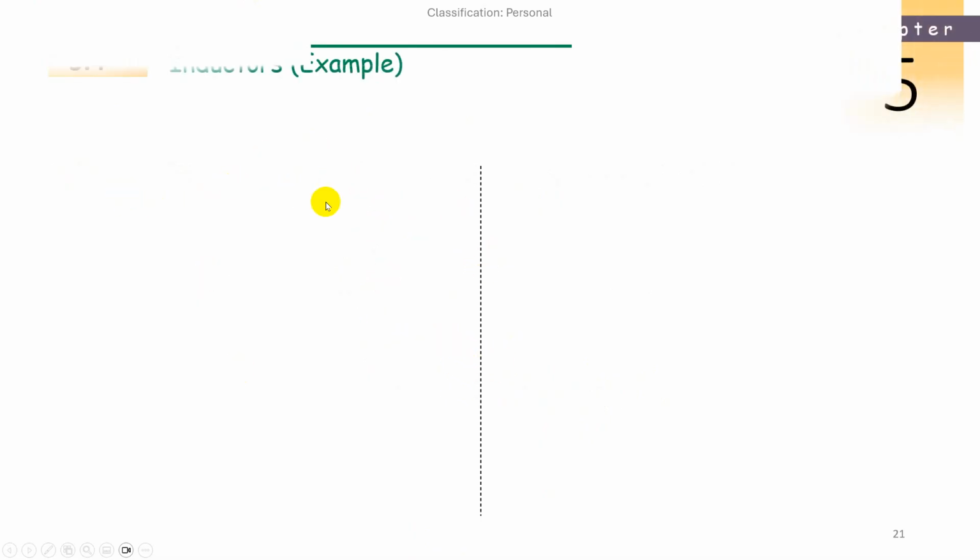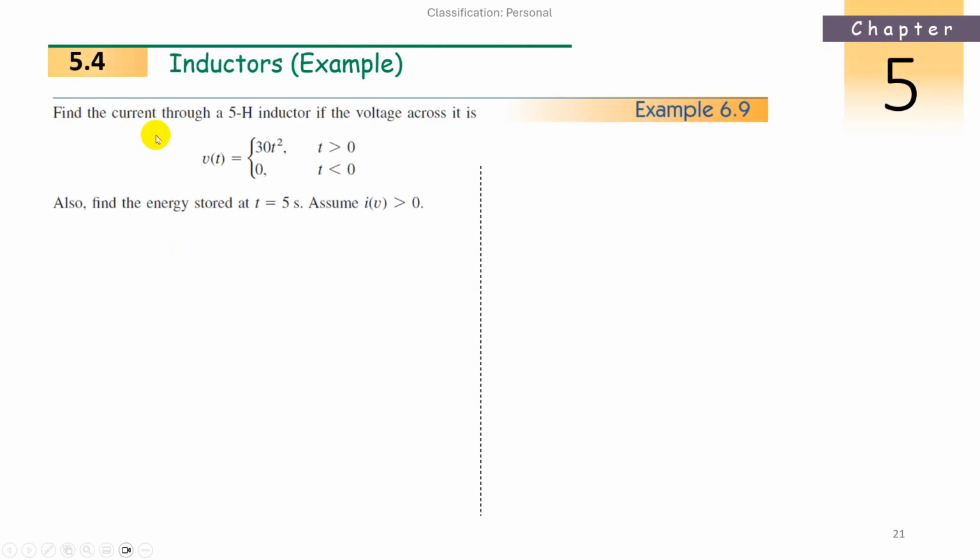So like this, we have to find the power, voltage and the energy. Now we have another example. Find the current through the 5 henries inductor, if the voltage across it is 30 t square for t greater than 0. Before that, for t less than 0, it is 0 only. So the initial condition is not there here. Also find the energy stored at t equal to 5 seconds. Assume i of v greater than 0, which means after t is greater than 0 only, we have to calculate at 5 seconds.